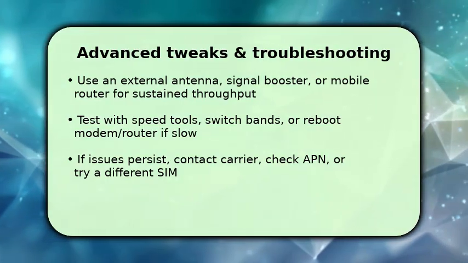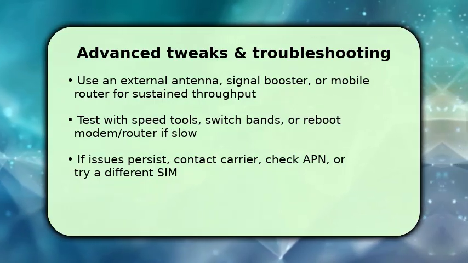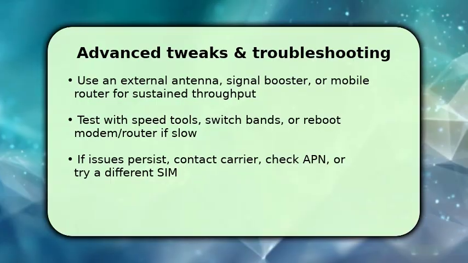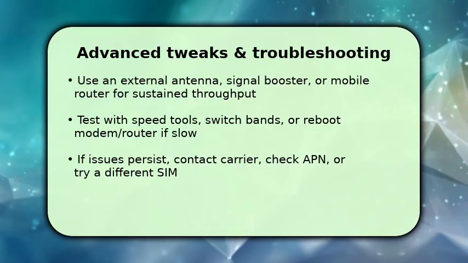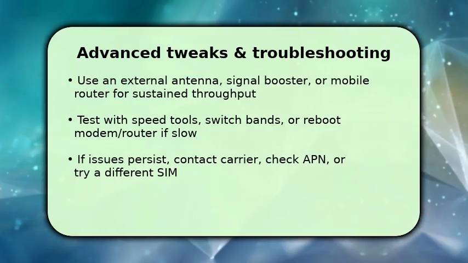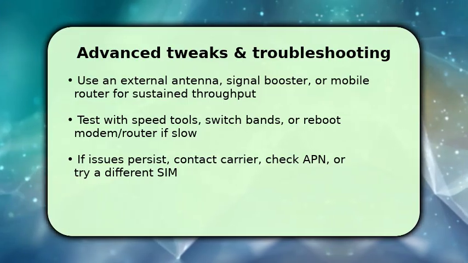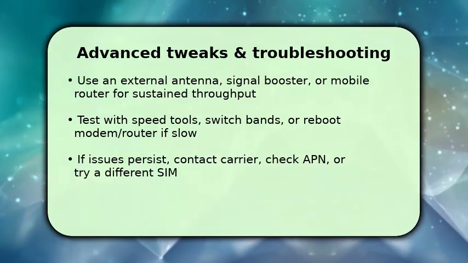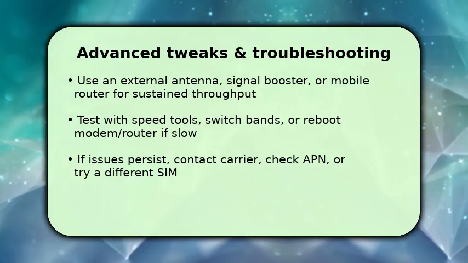You should run speed tests on multiple devices. Once done, switch bands or reboot the phone and router to clear temporary blocks. If performance remains poor, verify APN settings, try another SIM or data profile, and contact your carrier to check network provisioning. One key troubleshooting tip: always test in a different location to distinguish coverage versus device issues.